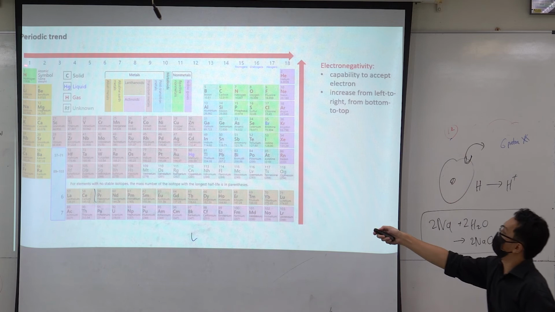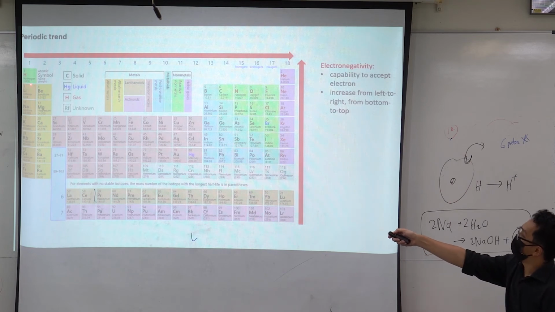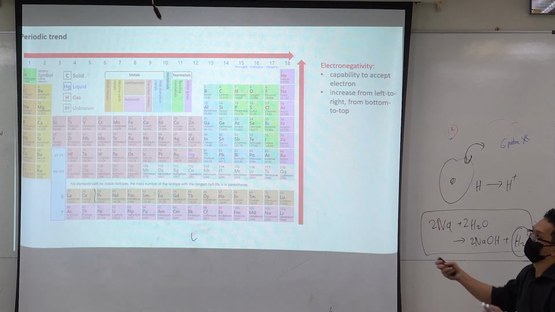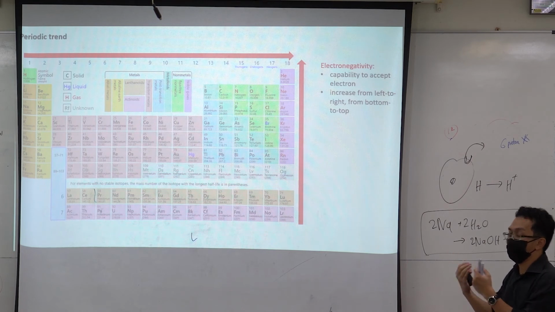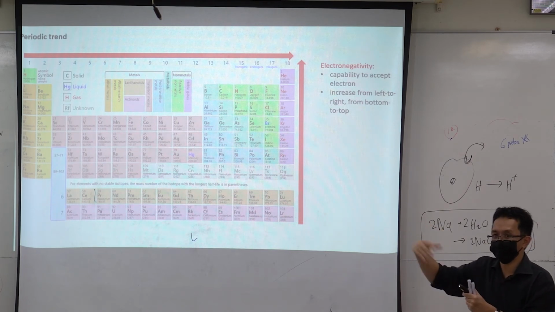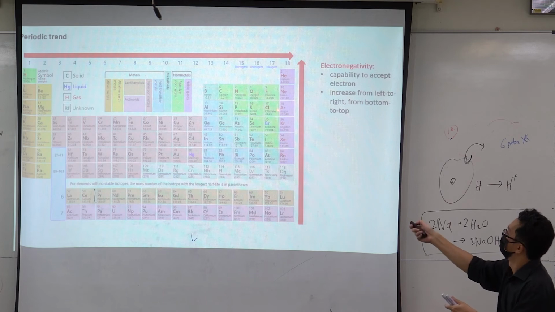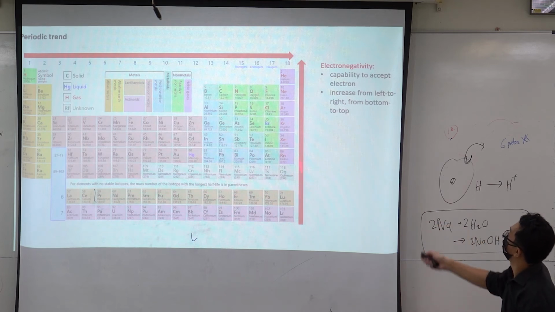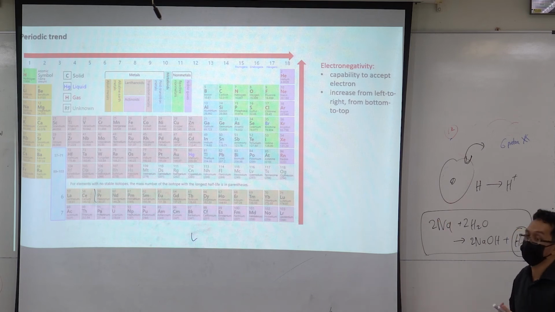So the trend is that the element becomes more electronegative here, meaning it has more ability to attract electrons, stealing the electrons here. Chlorine stealing the electrons. Okay? And also from bottom to top, electronegativity increases.